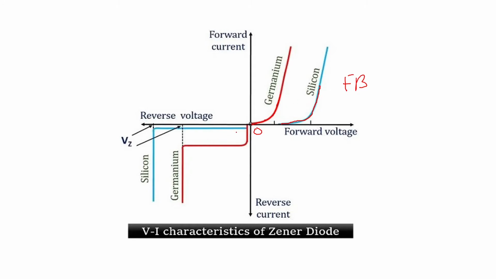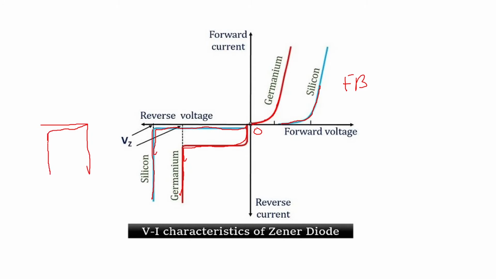If you see the reverse conditions, for germanium it is getting breakdown early, and for silicon it is getting breakdown a little late. But in both cases you can see the breakdown is sharp. The breakdown is sharp here. If you have a breakdown like this, this will be a sharp breakdown.